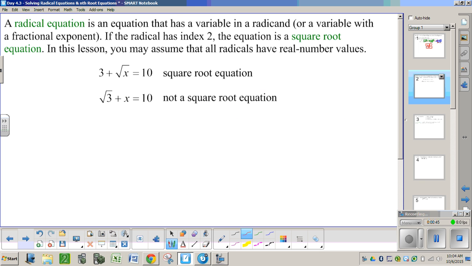First, I want to go over what a radical equation is and what a radical equation is not. When you're working with a radical equation, you want to make sure that the radical has the variable inside. If you'll notice the second example underneath here, this is not a radical equation. The square root has just a number in it, so that's not considered a radical equation.